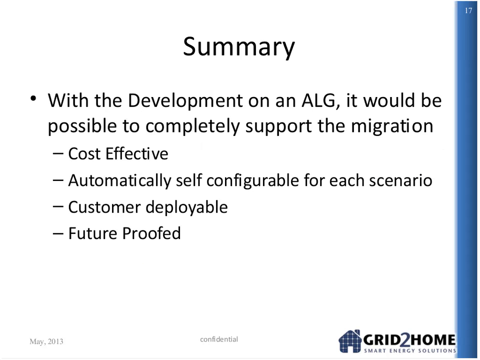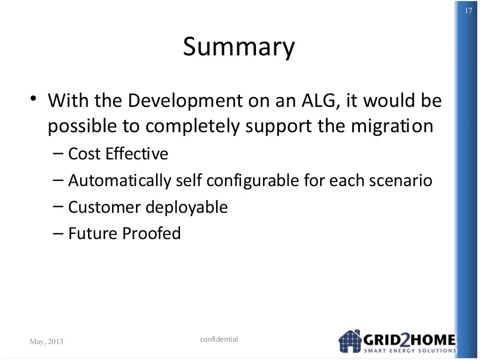So in summary, with the development of an ALG, it was possible to completely support the migration. It could be very cost effective because this could be a very high volume device. And this type of device we're talking about is similar to a router that you go out and buy and put on your home network today. In volume, people are paying $30 for that type of device. That's what it's costing in high volume today. It's probably got a ZigBee interface in addition to the Wi-Fi that you would buy as a Wi-Fi router today. It could be automatically self-configurable for each scenario.